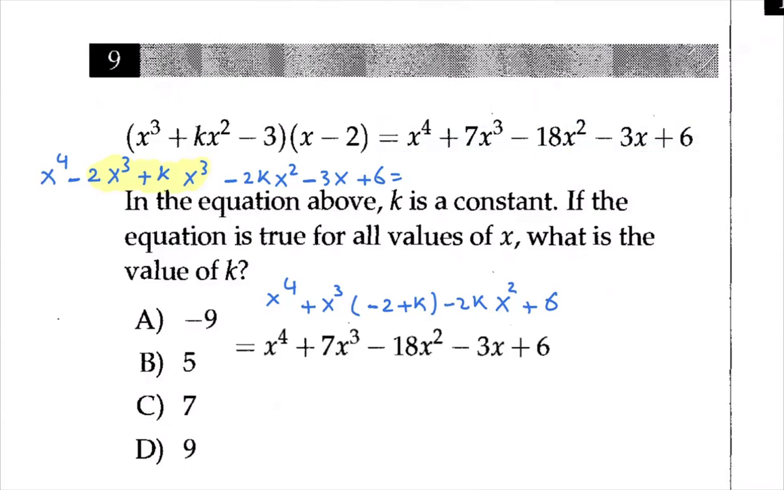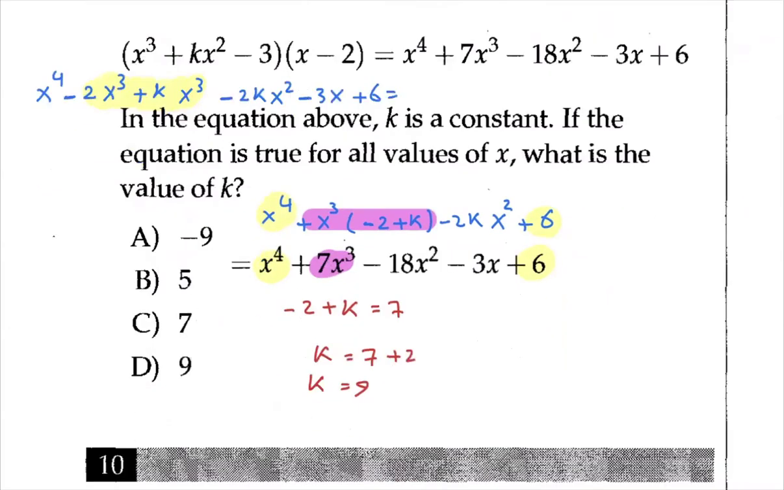Now match and get the value of k. x to the power 4 is the same as x to the power 4, 6 is the same as 6. Here we have 7x cubed equal to this term. Since this is x cubed and this is x cubed, we can say that negative 2 plus k equals 7. So the value of k is 7 plus 2, k equals 9.